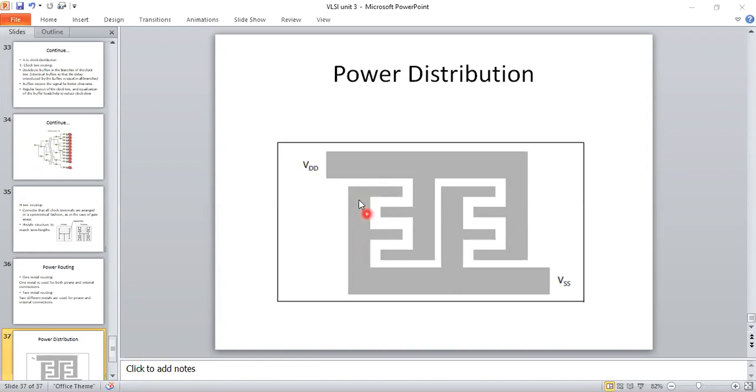So these are the main topics we discussed today. Hope you understood the concepts of clock skew, clock jitter, clock latency, and how you can reduce the clock skew by using two methods. Those are called clock tree distribution and H tree distribution.